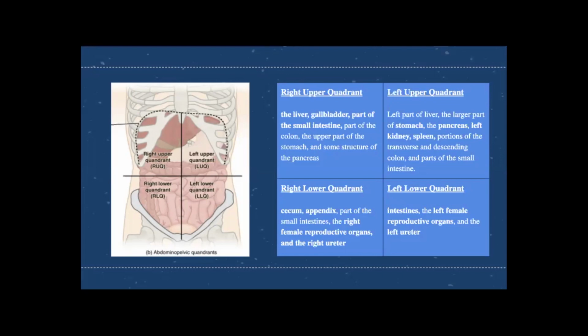In the right lower quadrant, we have the cecum, appendix, and part of the small intestines, the right female reproductive organs, and the right ureter. In the left lower quadrant, we have the intestines, the left female reproductive organs, and the left ureter. So if I were to ask you, where is the stomach? Where does most of it lie? Which quadrant? Type it in the chat. Yes, it is the left upper quadrant.